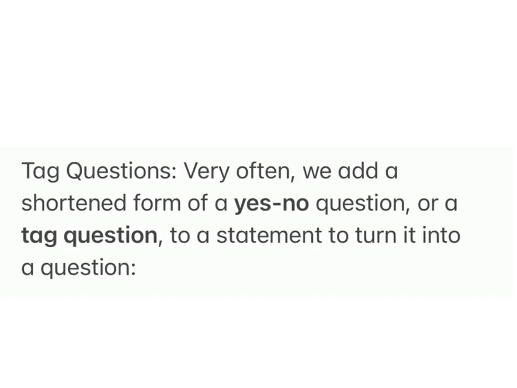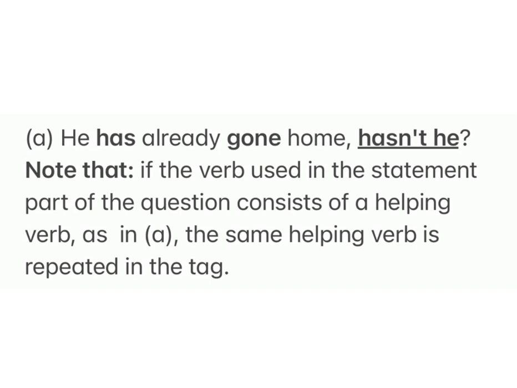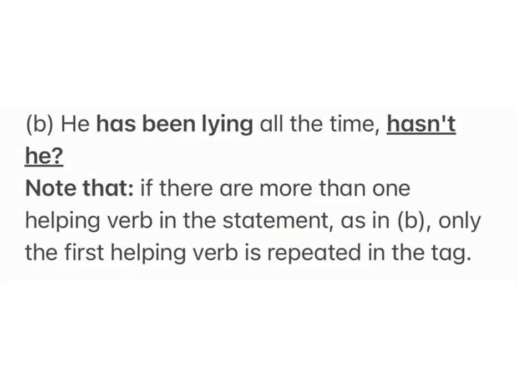Tag questions. Very often, we add a shortened form of a yes-no question, or a tag question, to a statement to turn it into a question. A. He has already gone home, hasn't he? Note that, if the verb used in the statement part of the question consists of a helping verb, as in A, the same helping verb is repeated in the tag. B. He has been lying all the time, hasn't he? Note that, if there is more than one helping verb in the statement, as in B, only the first helping verb is repeated in the tag.